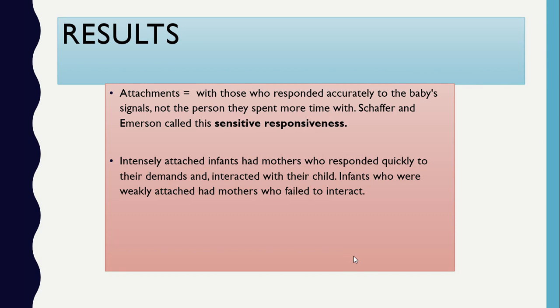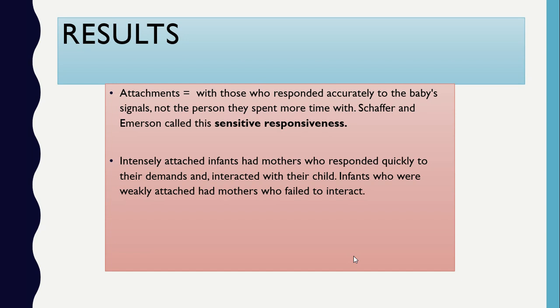They found that the baby was more likely to form a primary attachment to someone who responded to them more. So Schaefer and Emerson refer to this as sensitive responsiveness. So if the mother was the first person to go to the baby when the baby cried or the baby looked upset, the baby had formed an attachment to the mother.